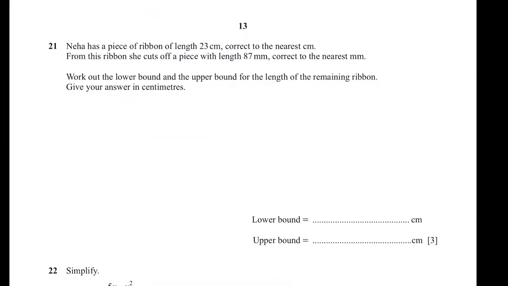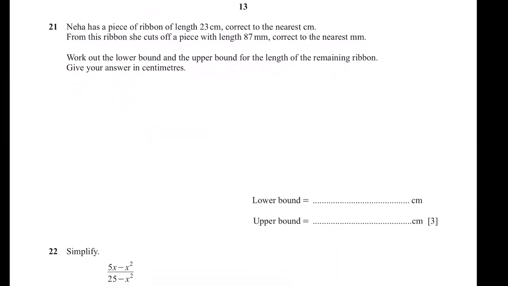Neha has a piece of ribbon of length 23 centimeters, correct to the nearest centimeter. From this ribbon, cut out a piece of length, correct to the nearest millimeter. Work out the lower bound and upper bound of the length of the remaining ribbon, and give your answer in centimeters. So cut off means it's a subtraction. Upper bound means upper bound minus lower bound. Upper bound of the ribbon will be 23.5 centimeters minus the lower bound of this.